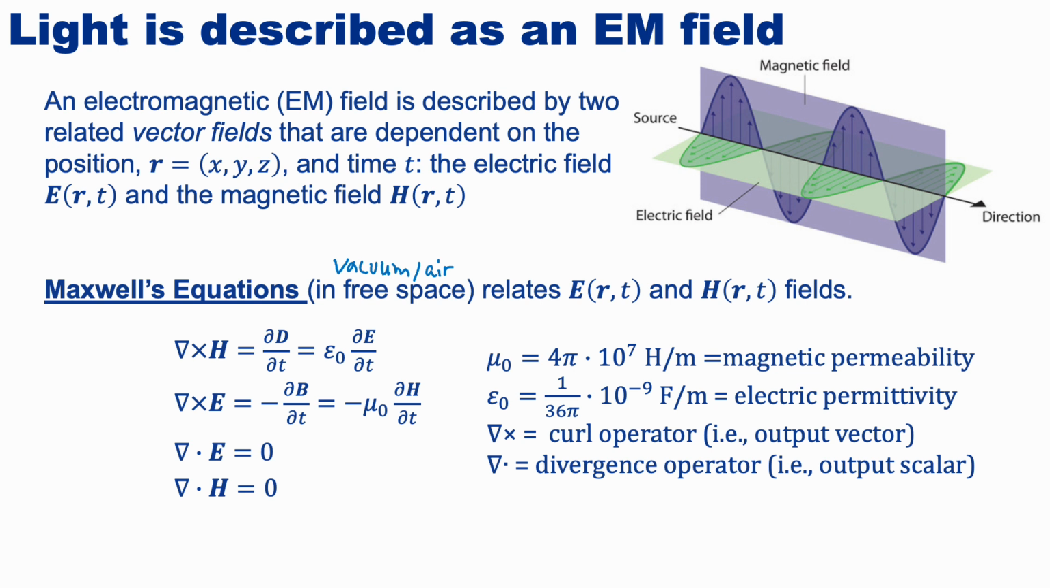Similarly, the curl of the electric field is going to be related to the negative of the partial derivative of the magnetic field with respect to time. And then we have here the constant of the magnetic permeability, and the divergence of both the electric and the magnetic field needs to be equal to 0.